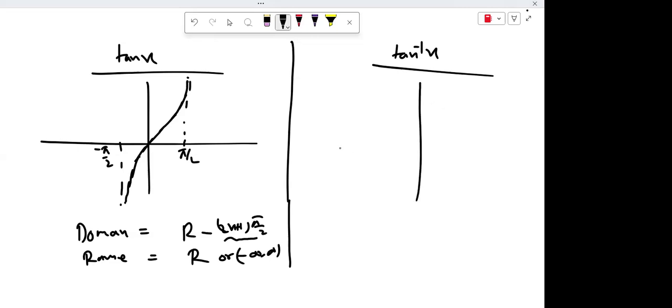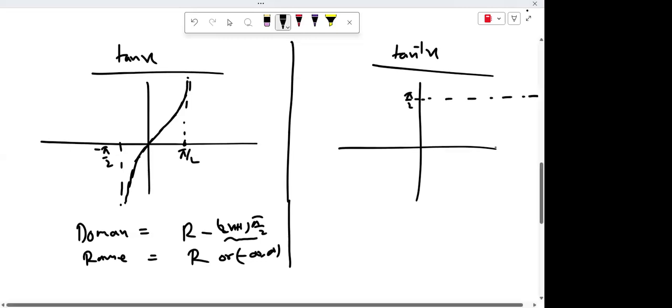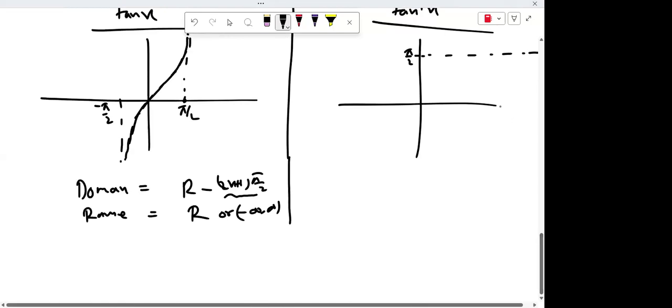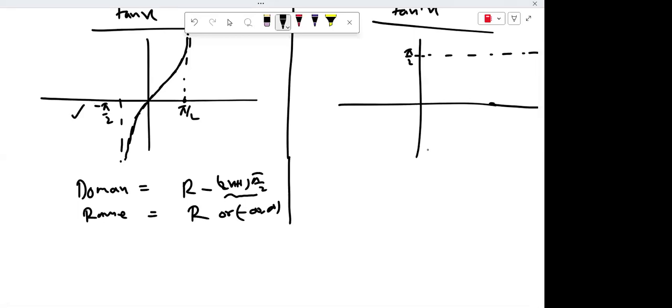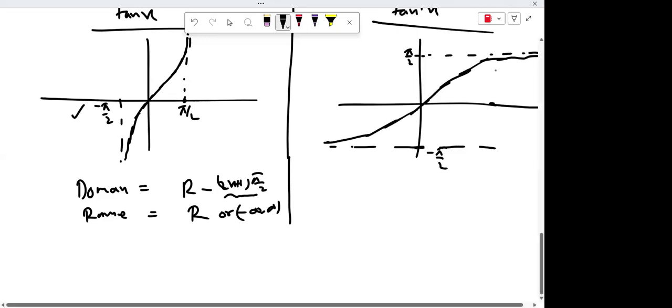Okay, so for tan inverse x, this point is pi by 2 comma infinity. So at infinity, it should become pi by 2. And at minus pi by 2, we have minus infinity, so at minus infinity, it should become minus pi by 2. So the graph is something like this.